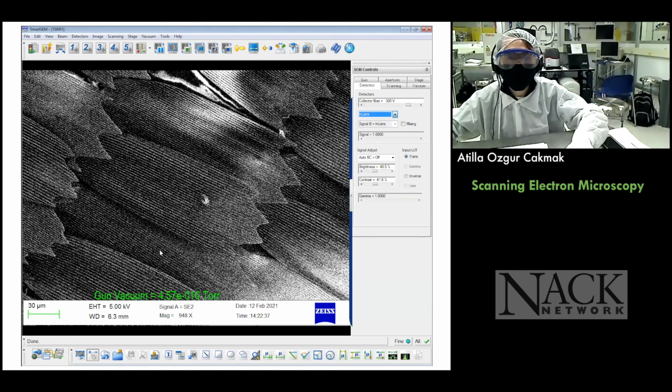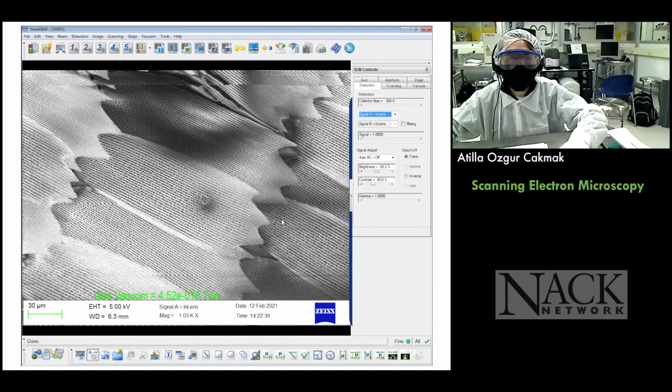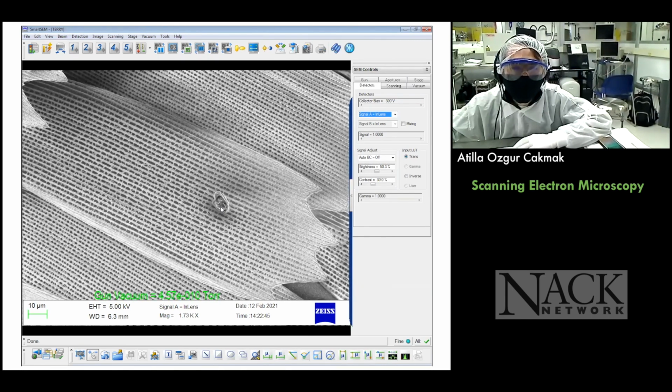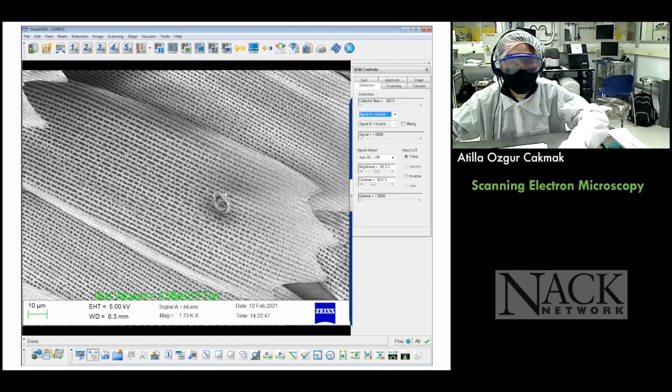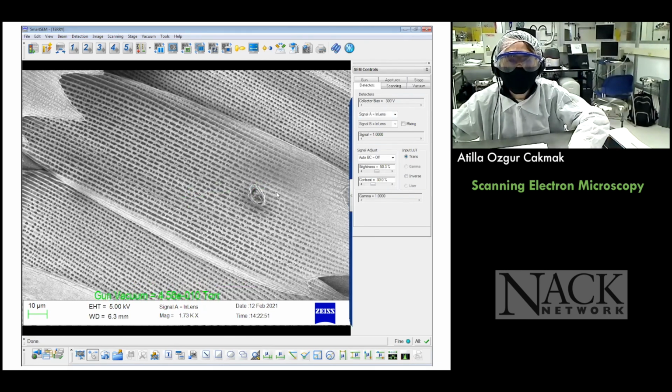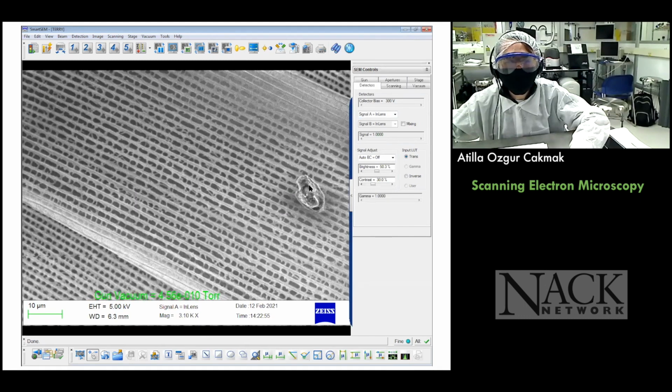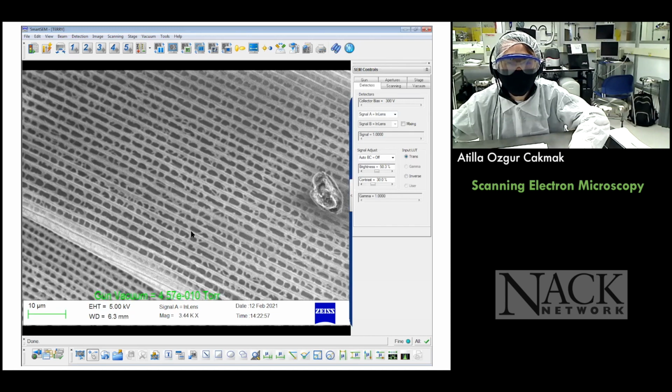Let's go into this one here. All right, so we're going in, and then you see that we have a particle here that I wasn't aiming to locate. That could be a contamination or some sort of a little particle. That's too large for gold coating. Yeah, something might have happened or landed on the sample.